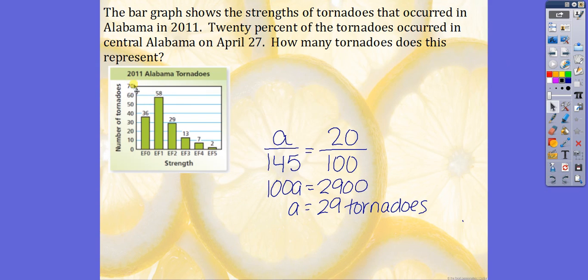And then you worked on this one. 20% of the tornadoes occurred in central Alabama on April 27th. So how many tornadoes does that represent? So it's the same proportion, 20% per percent of the tornadoes. So the group of tornadoes is the whole again, which means we're solving for the part that occurred on April 27th. And you get that 29 tornadoes occurred on that one day. So that's a quick glimpse at the percent proportion.